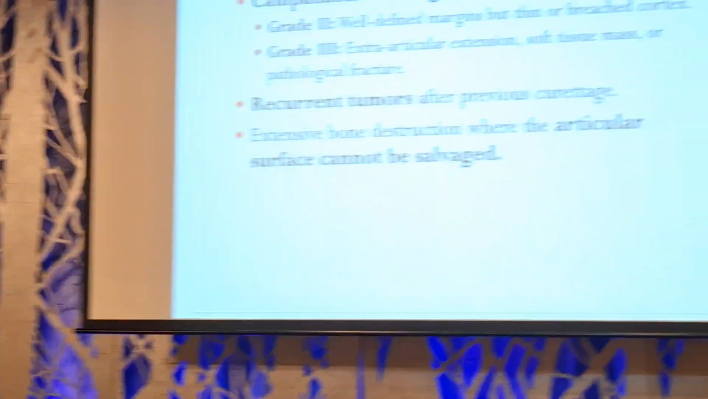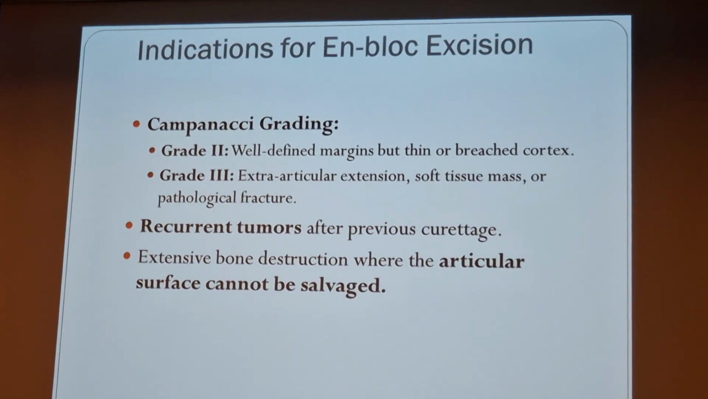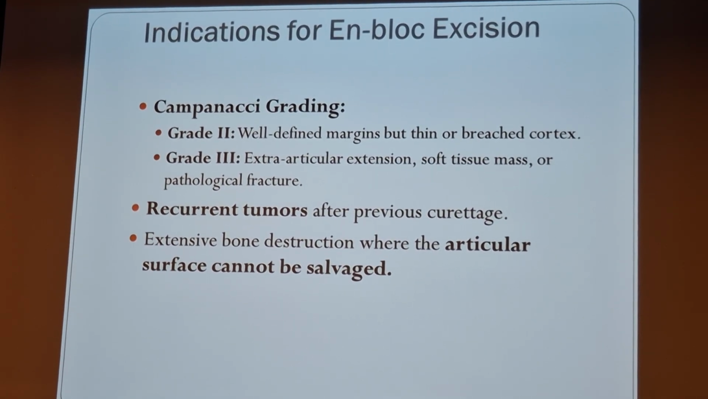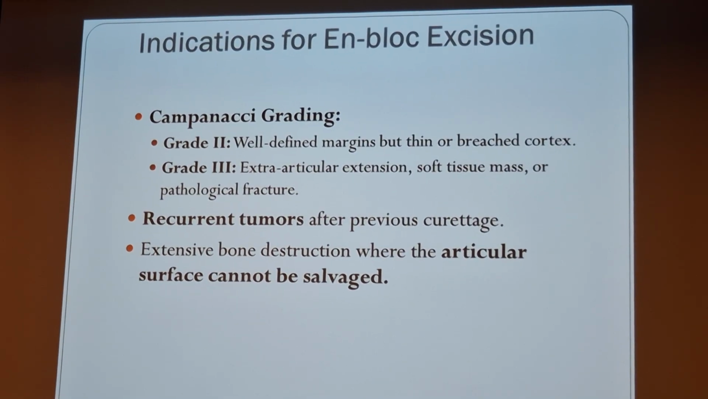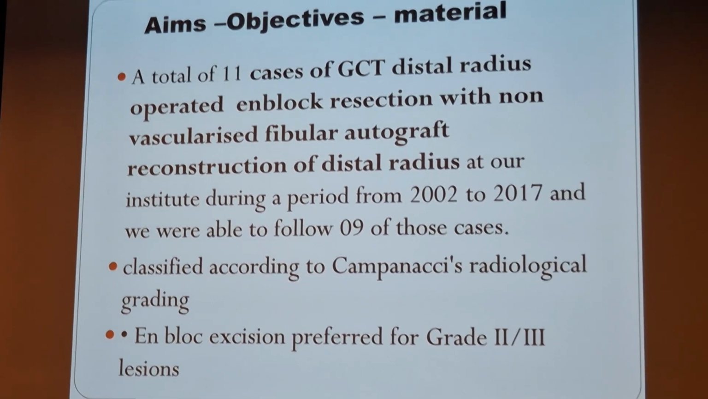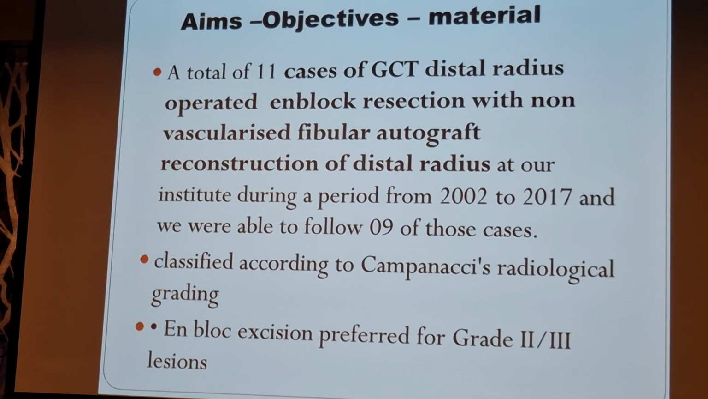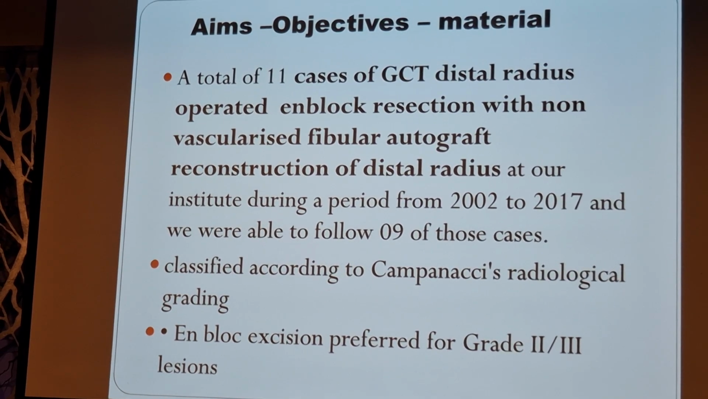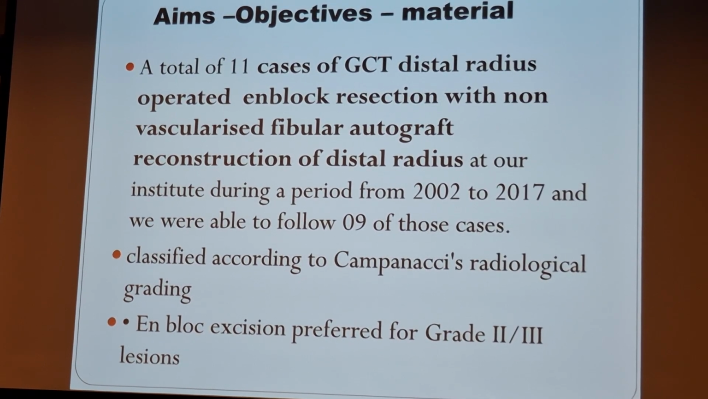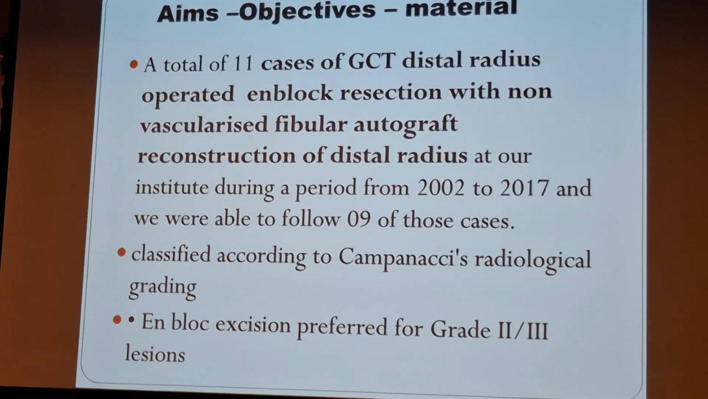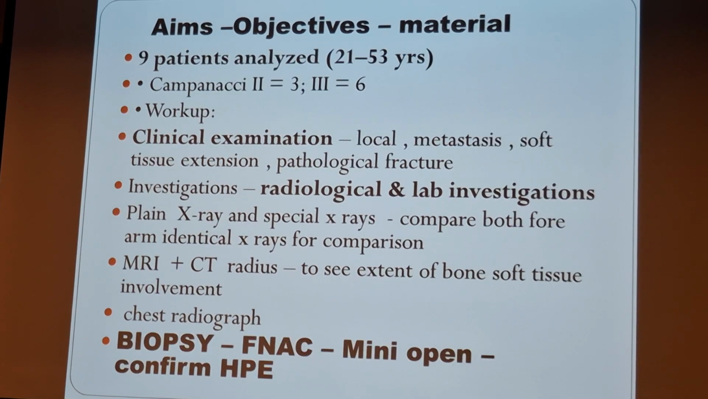The indications of en bloc excision are extensive aggressive lesions, grade 2 and grade 3, recurrent tumors after previous curettage, and extensive bone destruction where the articular surface cannot be salvaged. A total of 11 cases of GCT distal radius were operated with en bloc resection and non-vascularized fibular autograft reconstruction of the distal radius at our institute during the period from 2002 to 2017, and we were able to follow 9 of these cases, classified according to radiological grading.